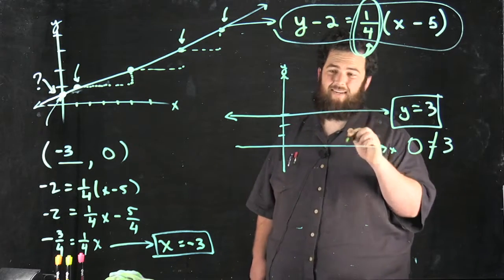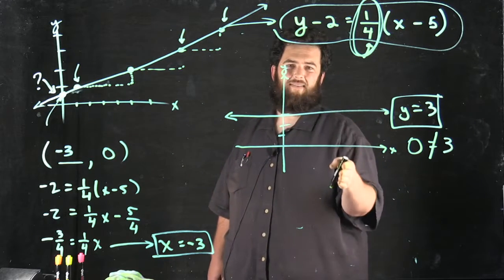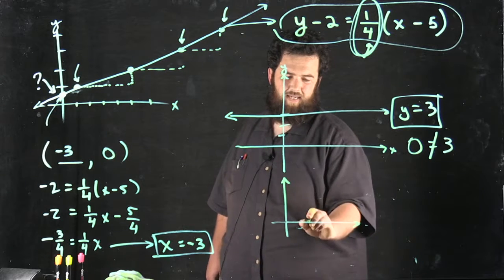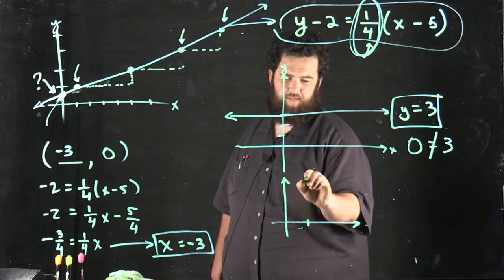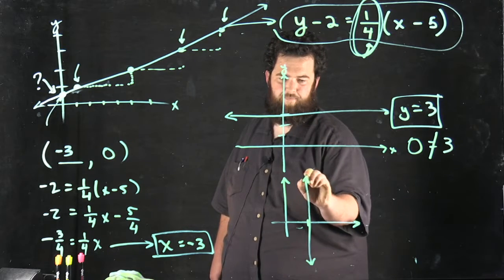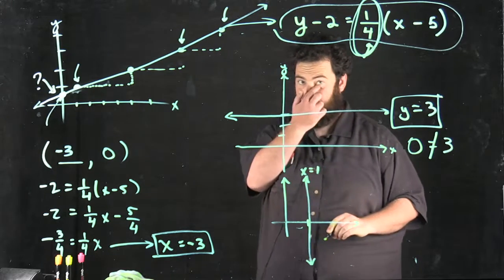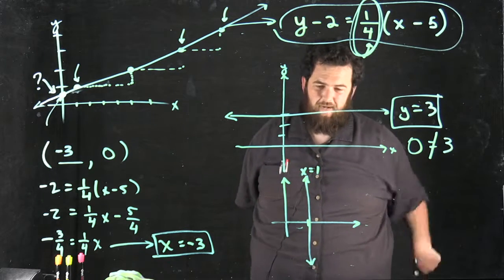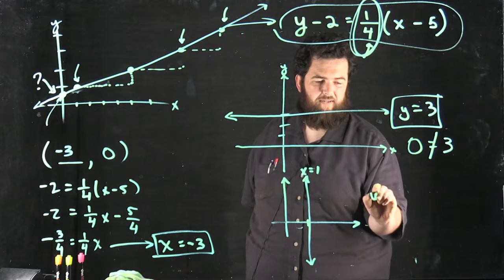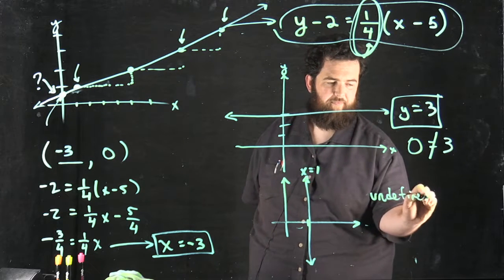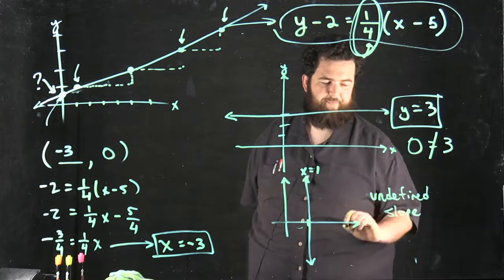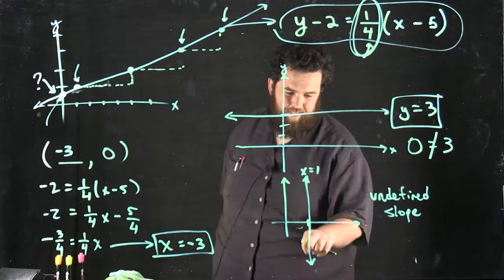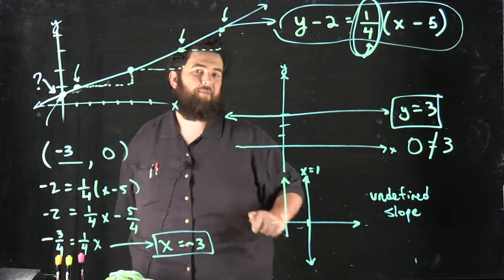But you may have thought now with horizontal lines, what about vertical lines, right? What about the line x equals 1? As it turns out, vertical lines have undefined slope. Although this does cross through the x-axis, it will never have a y-intercept.